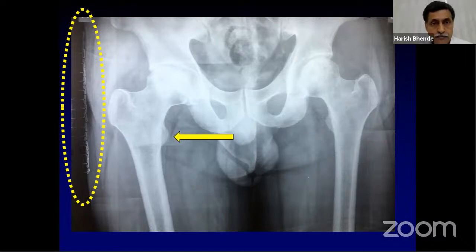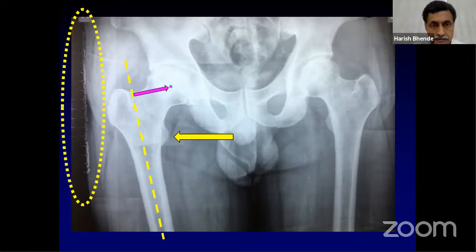Now, next thing, you look at the lesser trochanter. It should not be very prominent. It should be slightly hidden. So that tells you that an adequate amount of internal rotation is given. Then that's the center of the head. And this is actually the vertical line which you talk about. And this gives you an approximate offset. Now, many times you may have to compare it with the opposite side.